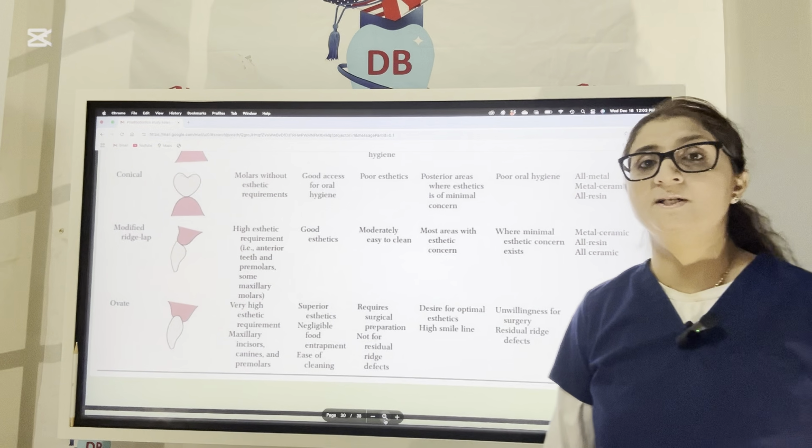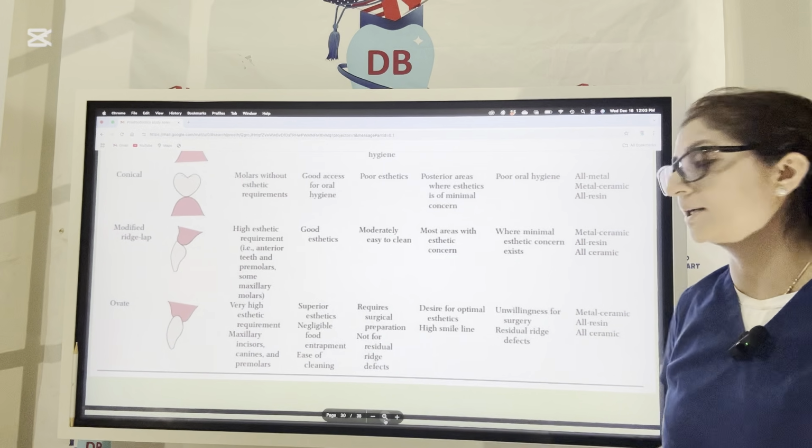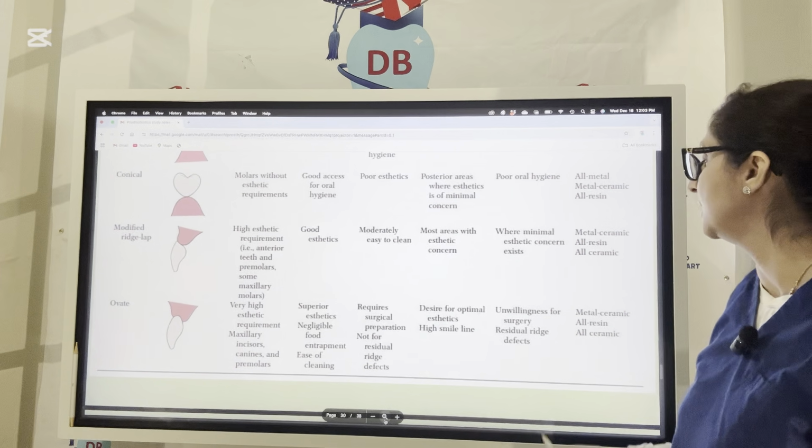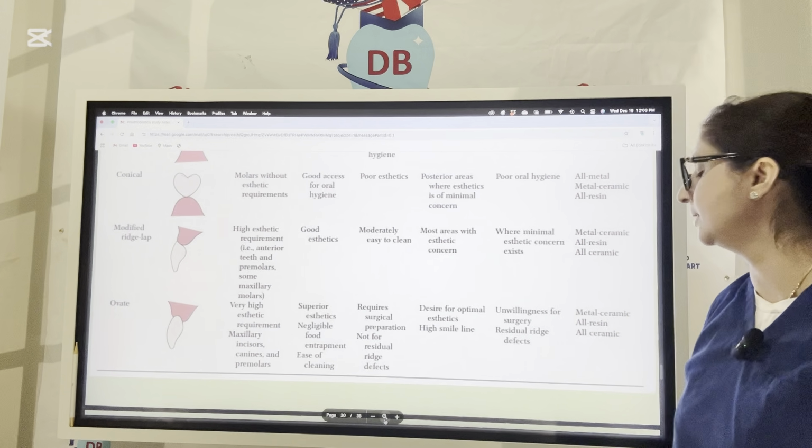But yes, let's say your patient has uncontrolled diabetes and you cannot do the surgery. Yes, an ovate pontic cannot be given because surgery still has to be done, or the patient is unwilling for the surgery. If you have a residual ridge defect, you cannot put an ovate pontic.